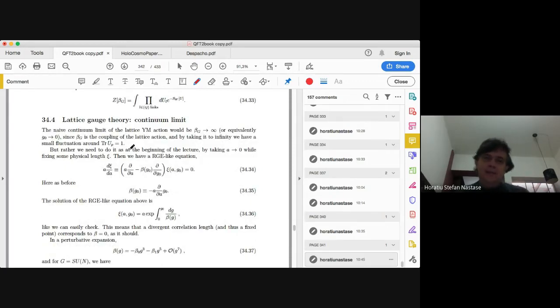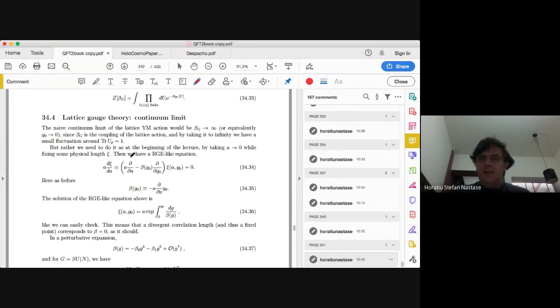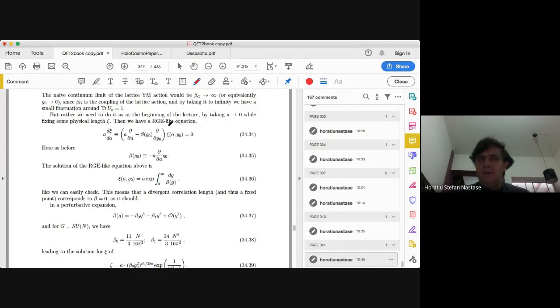But instead of that, we have to consider the setup with which we began the lecture. Namely, we have to take a going to 0 while fixing some physical length xi. So the continuum limit corresponds to a renormalization group-like equation, where this physical length, let's say a correlation length, is invariant under a change of a. Or in other words, a d/da of xi is 0. By definition this is a partial derivative with respect to a minus beta, which is a dg0/da, times partial derivative with respect to g0 of xi, which depends on a and g0.